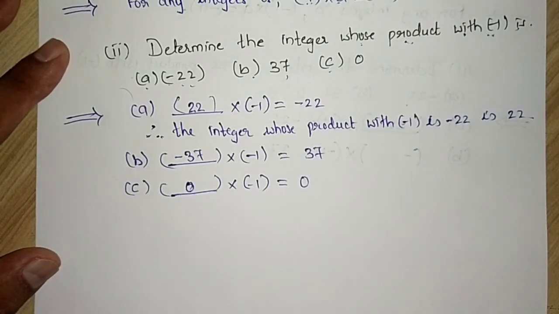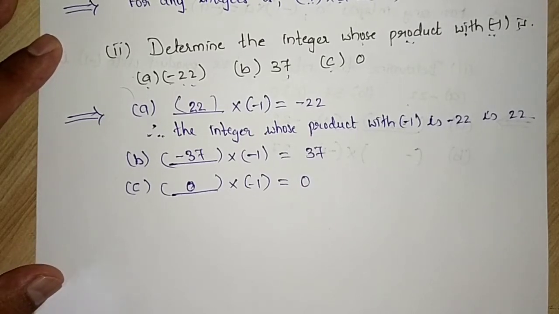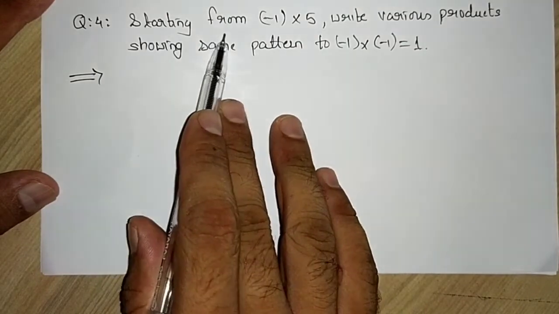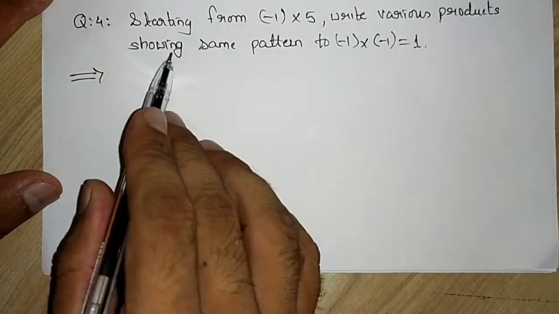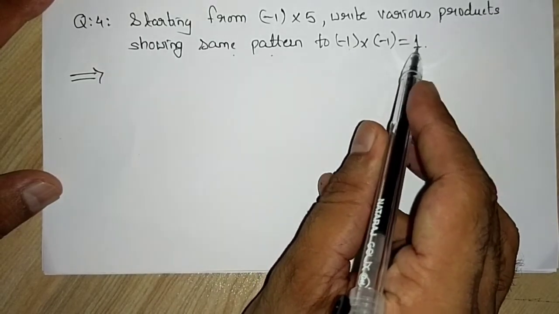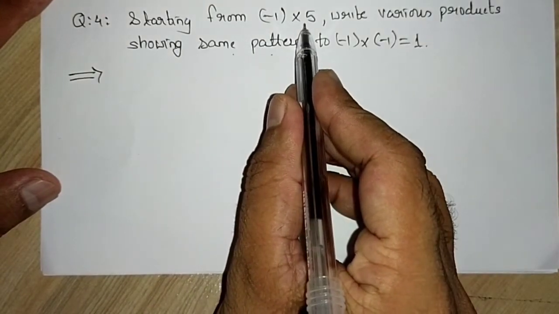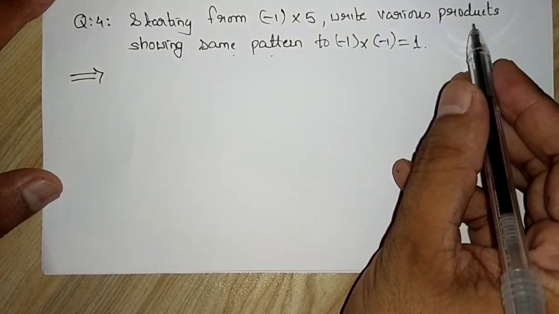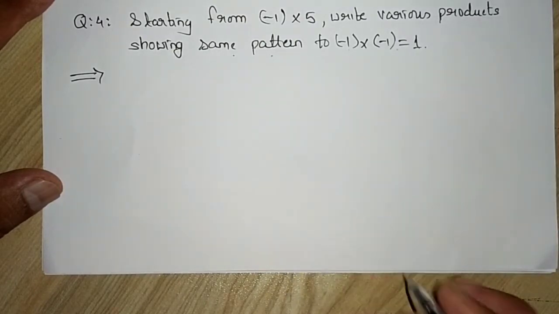Wasn't it easy, students? Now let us move to question number 4, but let me first write it down for you. So students, question number 4 says, starting from minus 1 multiply by 5, write various products showing the same pattern to minus 1 into minus 1 is equal to 1. They told us that we must start from minus 1 into 5 and continue to write various products which show the same pattern till we reach minus 1 into minus 1 is equal to 1.